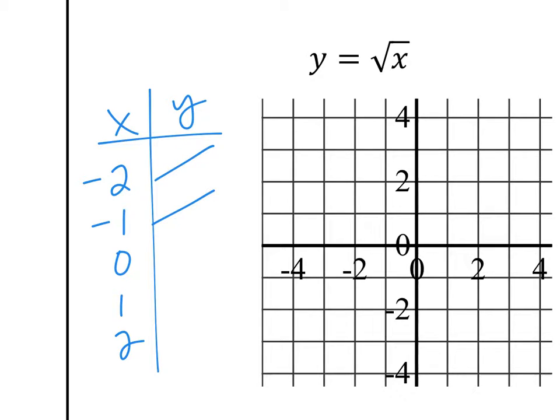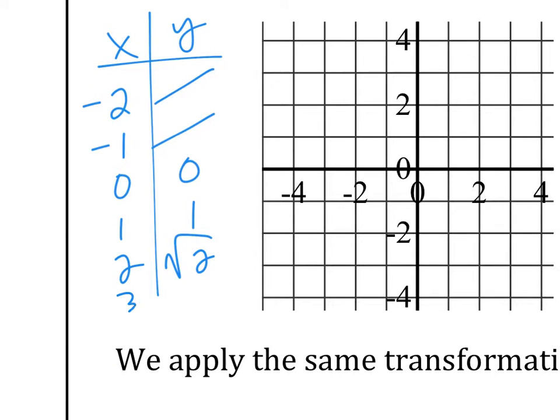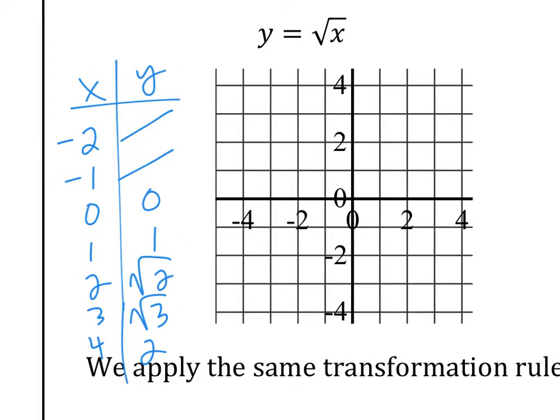What is the square root of 0? 0. What is the square root of 1? 1. What's the square root of 2? Just square root of 2. We don't know what it is. And then 3 and 4, let's just put some more numbers in. So square root of 3 is square root of 3. Square root of 4 is 2. All right, so let's go ahead and graph this.